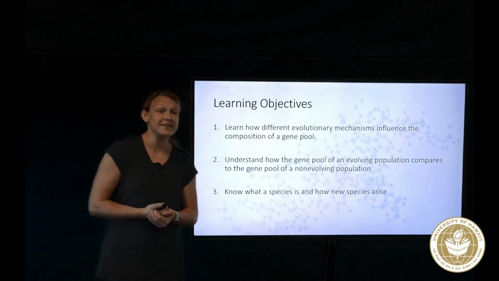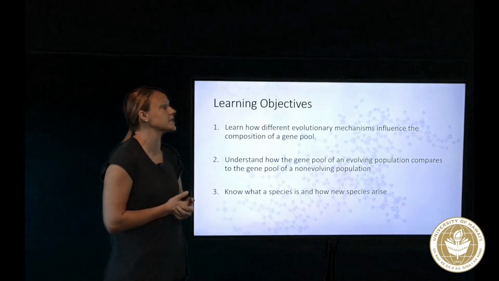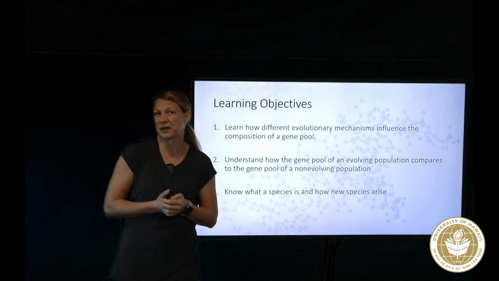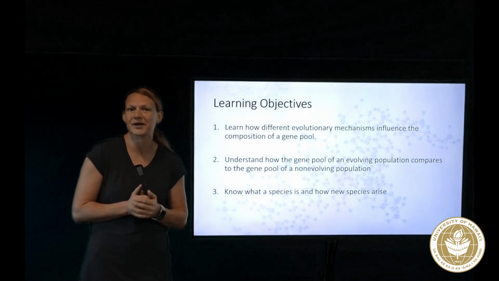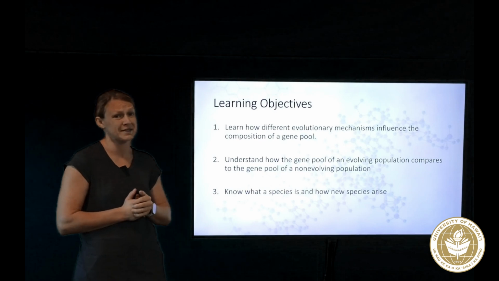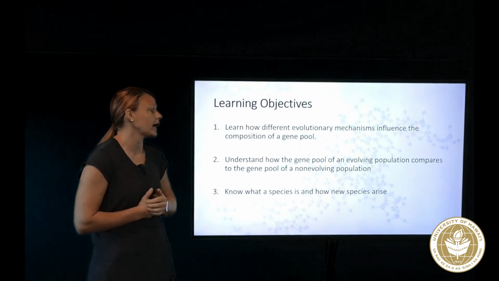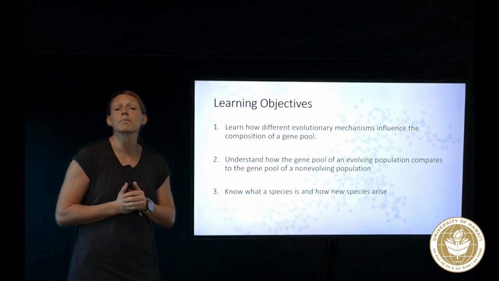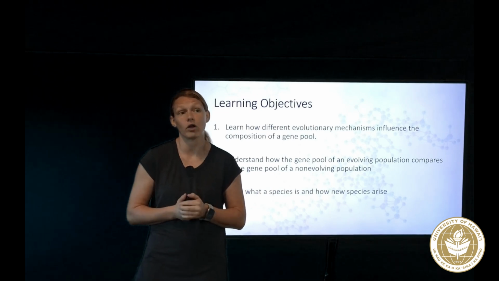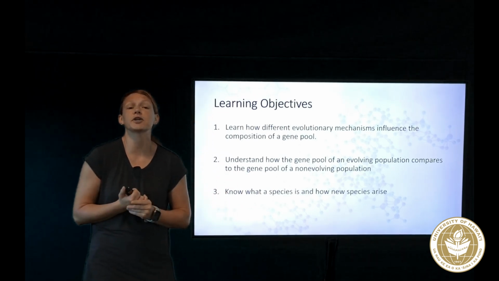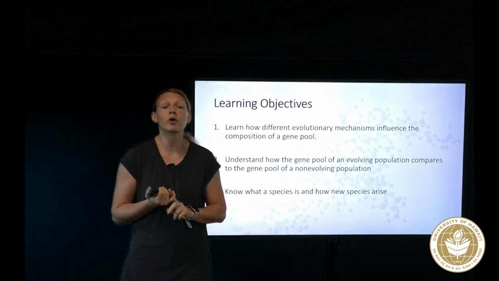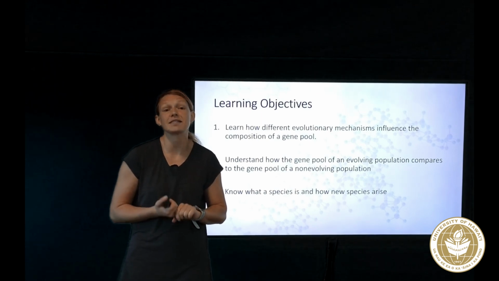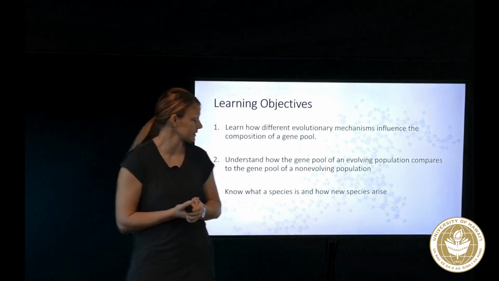For our learning objectives for Chapter 14, first of all, we're going to learn how different evolutionary mechanisms influence the composition of a gene pool. And if you don't know what a gene pool is yet, don't worry, we're going to talk about what exactly a gene pool is as well. Then we're going to look at understanding how the gene pool of an evolving population compares to the gene pool of a non-evolving population. So in this lecture, we're going to be looking at things such as gene flow, and we're going to be talking a lot about genetic drift and some different types of genetic drift, such as the bottleneck effect and the founder effect.